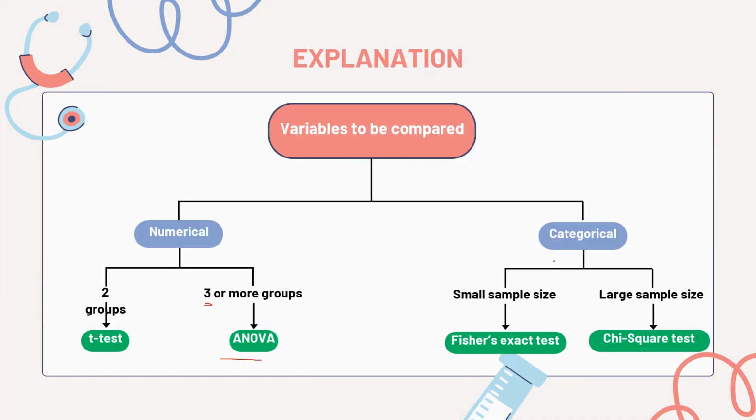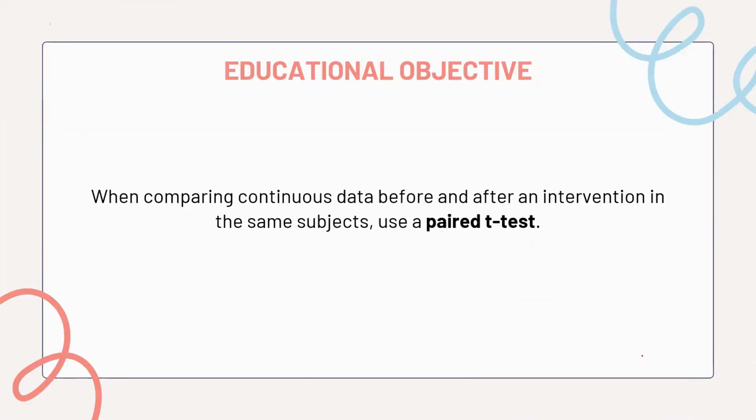Okay, if categorical and it's a small sample size, we use Fisher's exact test. If large sample size, we use the chi-square test. So our educational objective: when comparing continuous data before and after an intervention, paired data of the same group or the same subjects, we use a paired t-test.